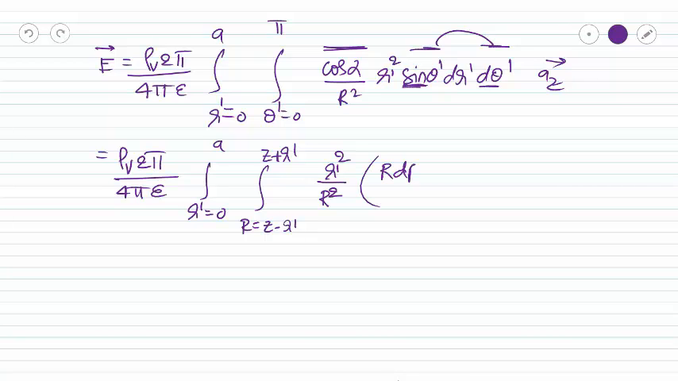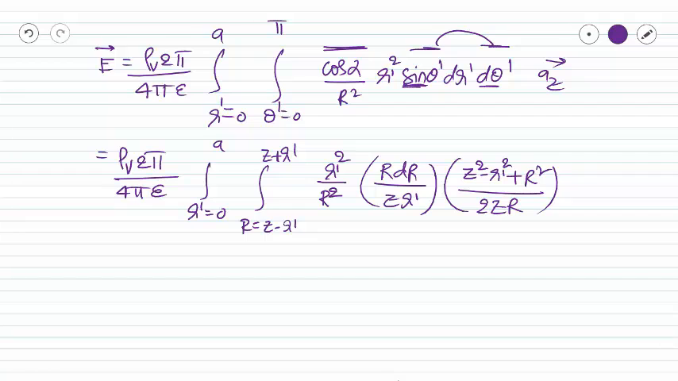R into dr' by z, small r dash, and then I will replace this cos alpha. What is cos alpha? Z square minus r' square plus capital R square divided by 2zR. So I replaced cos alpha, and the remaining things are dr' and az bar. Okay, now we will do some modifications here.